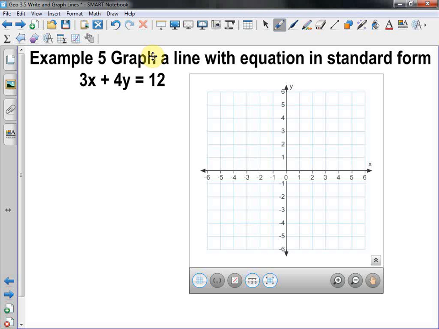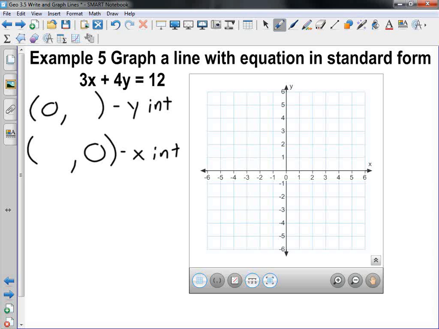So basically what we're going to do is come up with 2 points. One is going to have 0 for x, which would be the y-intercept. The other one is going to have 0 for y, which is going to be the x-intercept. Then we can connect those 2 dots. So this one is the y-intercept. This one is the x-intercept. Okay?